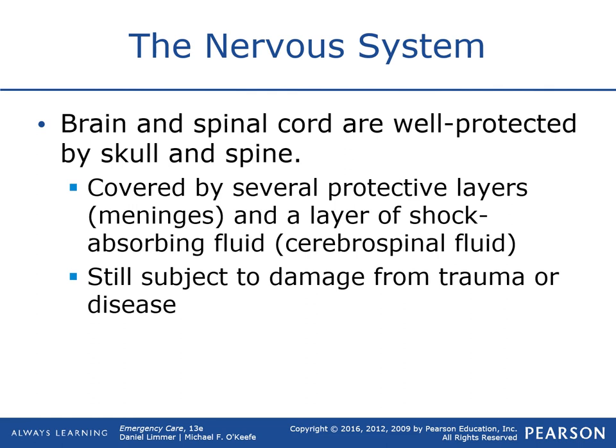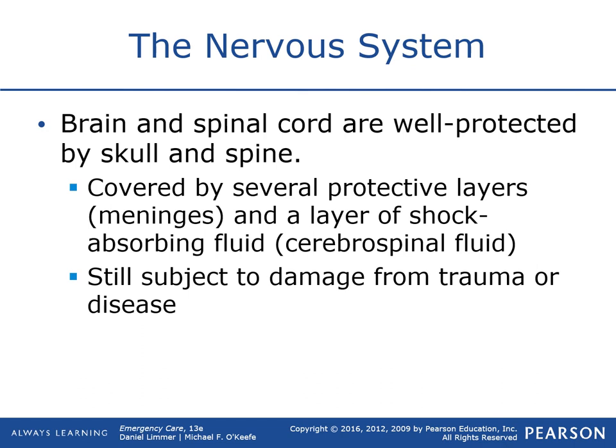Also, inside of your skull and your spine, you have a few protective layers. You have a fibrous protective layer called your meninges, and then you have a layer of fluid called your cerebrospinal fluid. Both of these kind of act as shock absorbers. So if you have a traumatic incident, these things will take some of the shock away from your actual brain and spinal cord.